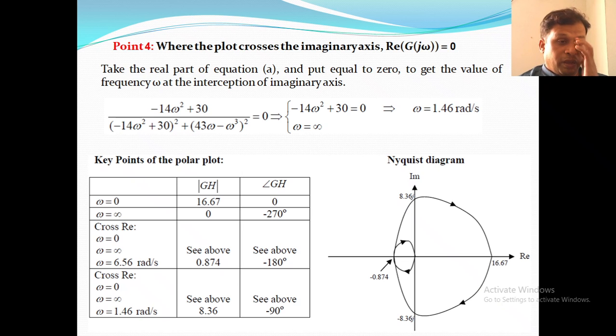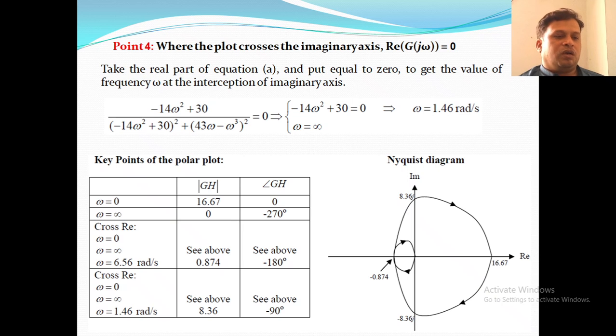Now we plot the polar, that is, the Nyquist diagram, using the key points of the polar plot. The key points are omega, the modulus of GH, and the angle of GH. At omega equal to 0, the magnitude we got in the problem is 16.67 and the angle is 0. At omega equal to infinity, we got 0 and an angle of minus 270 degrees.